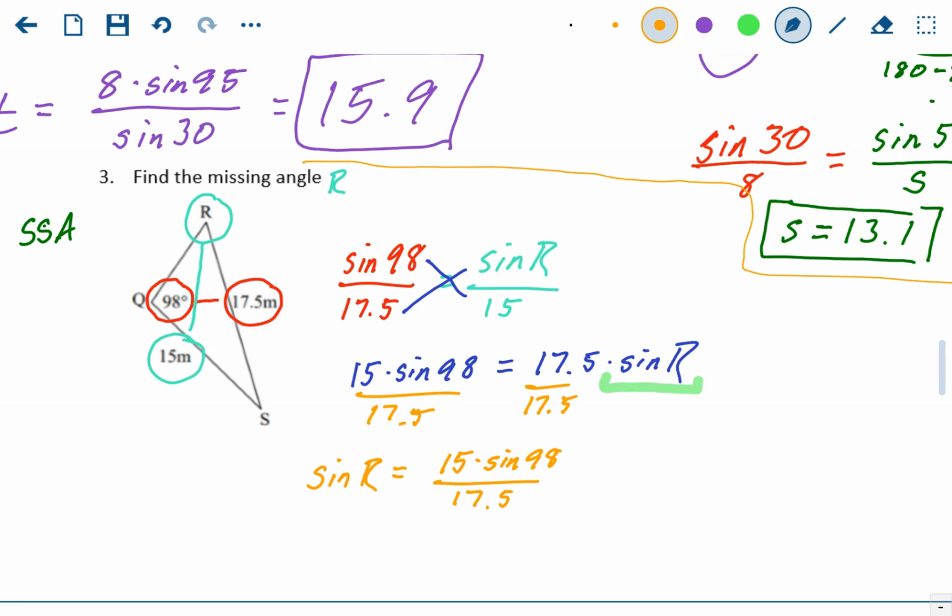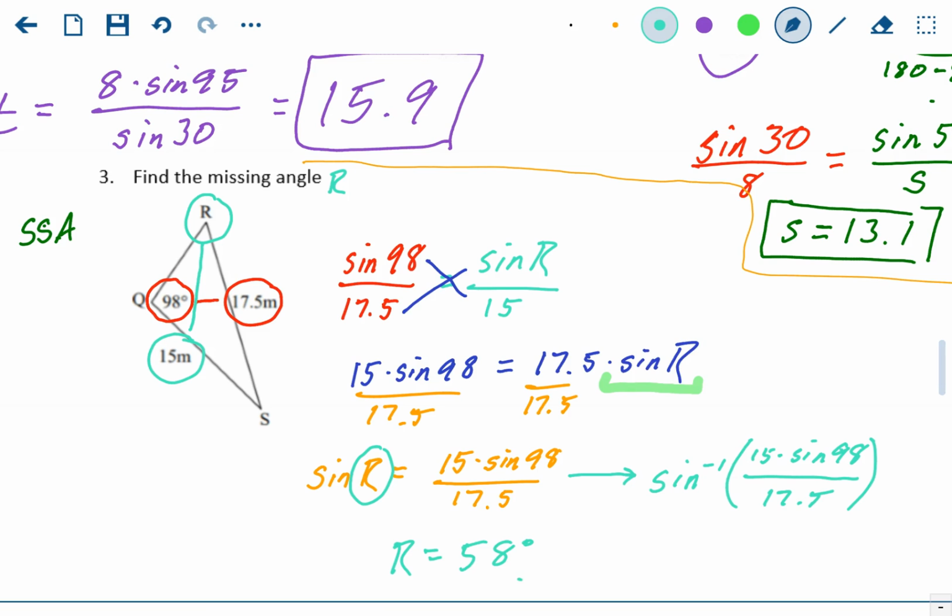Now remember, we can't just divide by sine. We're trying to get R by itself, but sine's not a number, so we can't just divide by sine. Instead, remember we do the sine inverse. So we're going to have to take the sine inverse of 15 times sine 98 divided by 17.5. That's second sine on your calculator. Then just plug this whole thing in, and you should get an R value of 58 degrees.